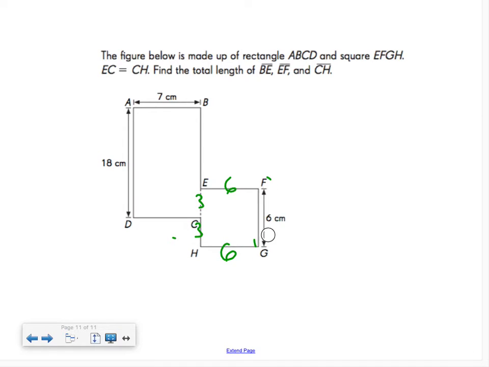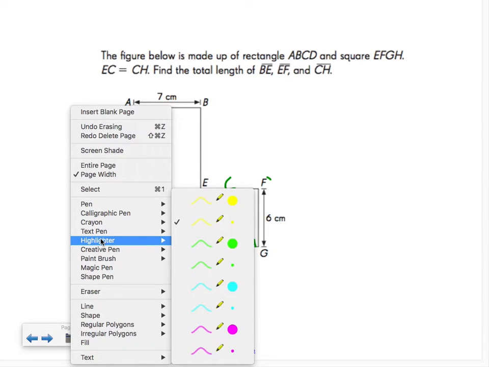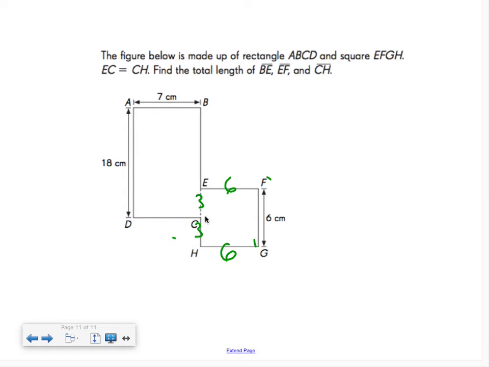And let's see, we need to find BE. Where's BE? Oh, BE. We need to find EF. Oh, we found EF, that's 6. And we need to find CH, which we also found, that's 3. All we have to find left is BE. So, let's figure it out.